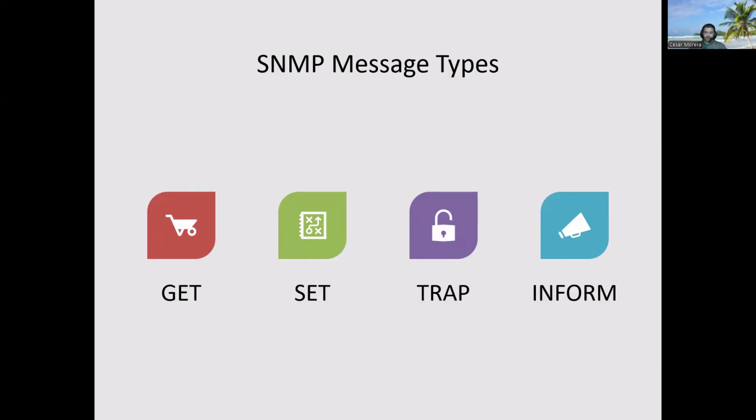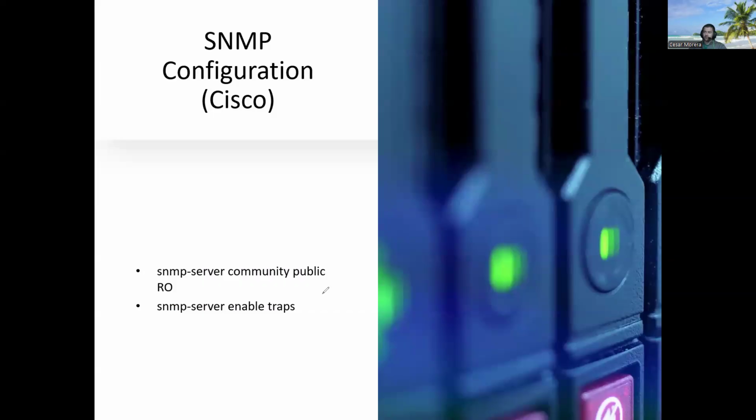Let's go ahead and clear the board and let's continue learning a little bit about the configuration. For Syslog devices, SNMP configuration, we configure the following way. snmp-server community public RO, snmp-server enable traps. That's the basic configuration to start adding SNMP to our different devices.